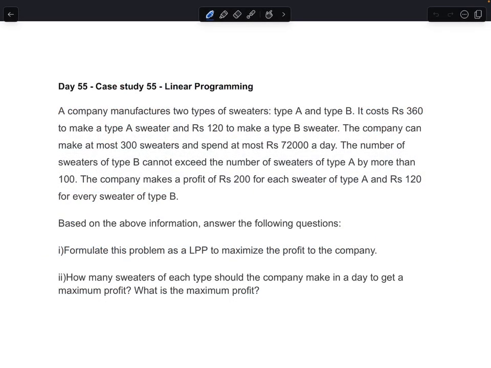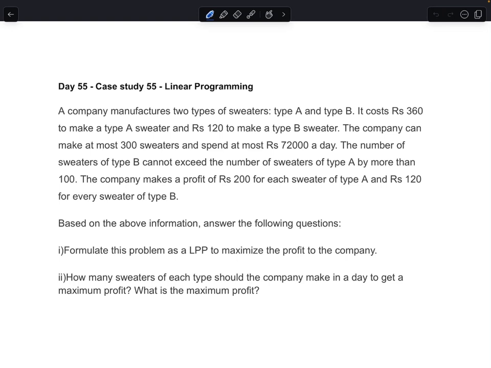The question goes like this. A company manufactures two types of sweaters, type A and type B. It costs rupees 360 to make a type A sweater and rupees 120 to make a type B sweater. The company can make at most 300 sweaters and spend at most rupees 72,000 a day. The number of sweaters of type B cannot exceed the number of sweaters of type A by more than 100. The company makes a profit of rupees 200 for each sweater of type A and rupees 120 for each sweater of type B. Based on the above information, answer the following questions.